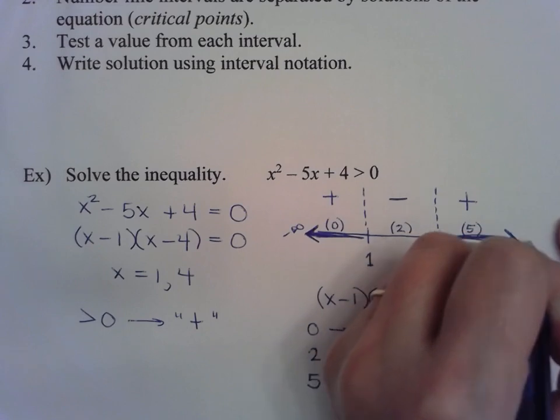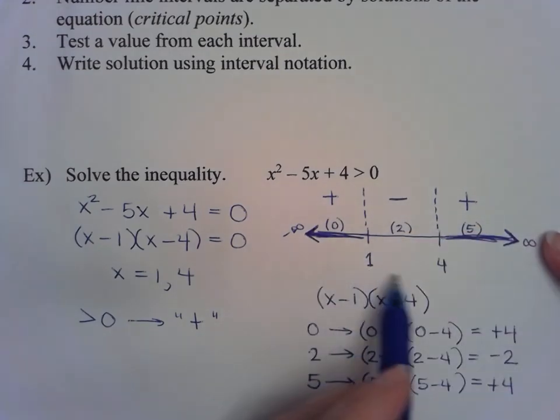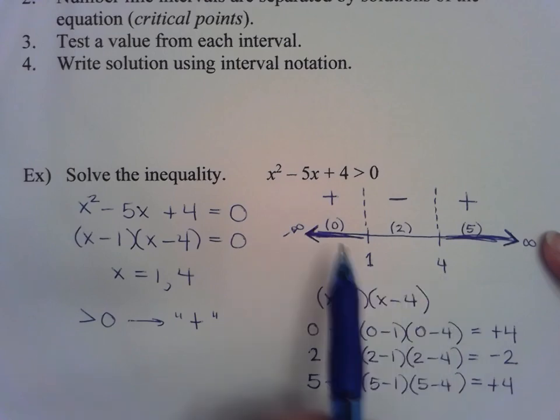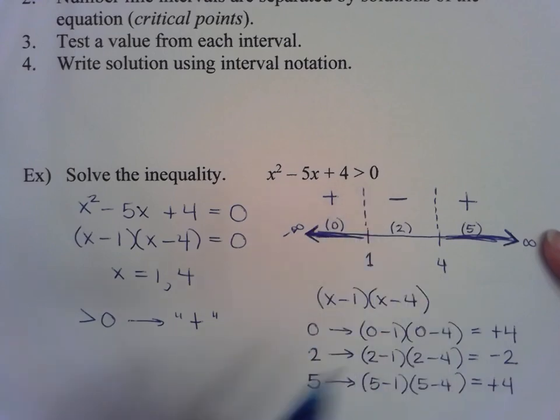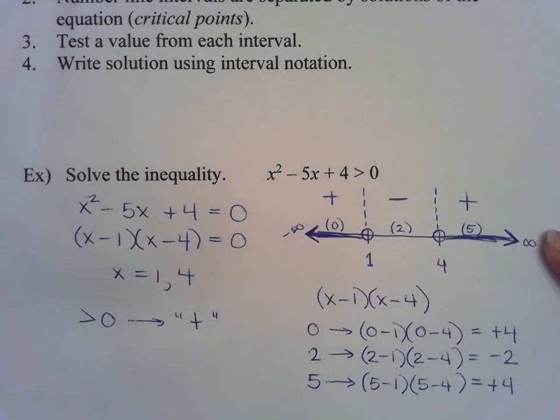Okay, so we want the pluses, so you could shade those in if you like. Just like in the last method, we need to decide, are we going to include the 1 and the 4? Because there's no equals bar here, we are not including those. So I'll do open circles. And then we're going to write our final answer using interval notation.